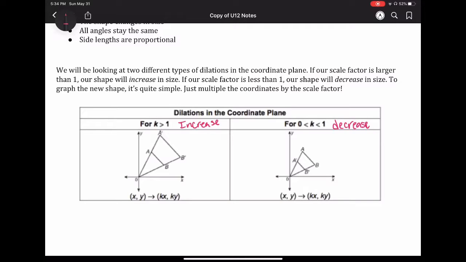To graph the new shape, it's quite simple. Just multiply the coordinates by the scale factor. That's all you need to do. Those are your instructions. It's shown in the point here where we have k. K is a constant. K times x is the new point. And that works for both increasing and decreasing. So let's go ahead and look at a couple examples.